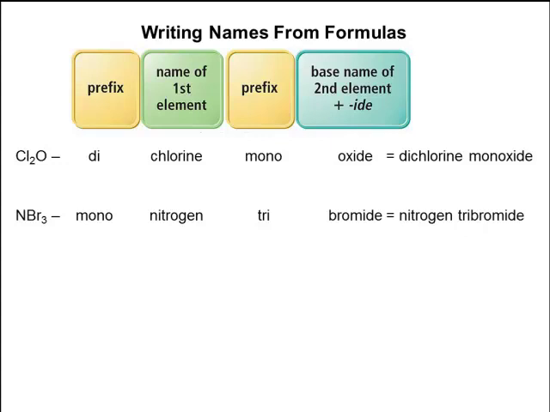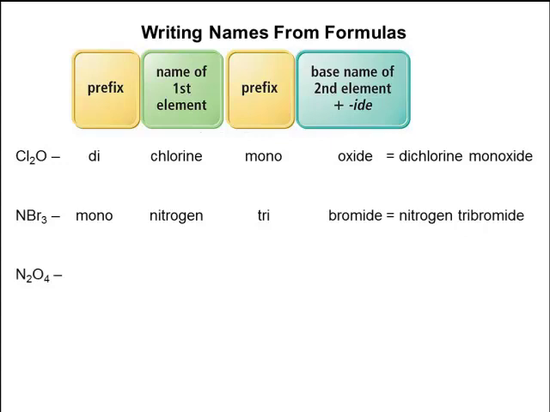Now wait, what happened to the mono? Well, it turns out if you only have 1 atom of the first element, you don't need to include that mono. So we don't write mononitrogen tribromide, we just write nitrogen tribromide. Because when we see that nitrogen without a Greek prefix, we know there's only 1 of those. Okay, so if we have mono for the first element, we don't need to include that. If we have mono for the second element, though, we always need to include it with that second element.